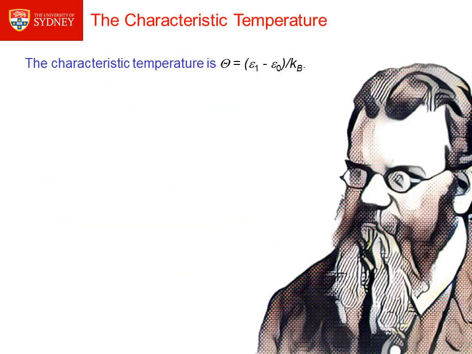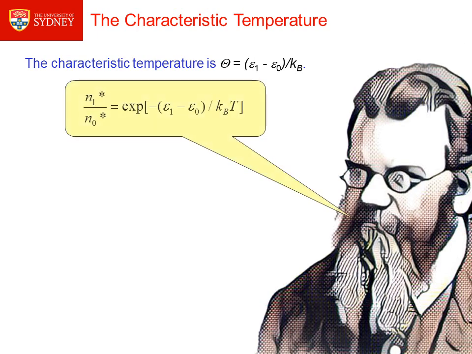The characteristic temperature, theta, is defined as the energy difference between the ground state and the first excited state, but expressed in units of temperature. This is simply calculated by dividing the energy difference in joules by Boltzmann's constant in joules per Kelvin. The characteristic temperature is a property of a set of energy levels of an atom or molecule. It's not temperature, but it's a property that has the same units and can be compared with a temperature.